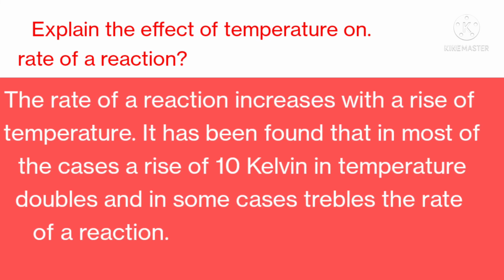Explain the effect of temperature on rate of a reaction. The rate of a reaction increases with the rise of temperature. It has been found that in most of the cases, a rise of 10 Kelvin in temperature doubles and in some cases trebles the rate of a reaction. We have seen that in most reactions, if the temperature is raised by 10 Kelvin, the rate becomes double and sometimes three times.